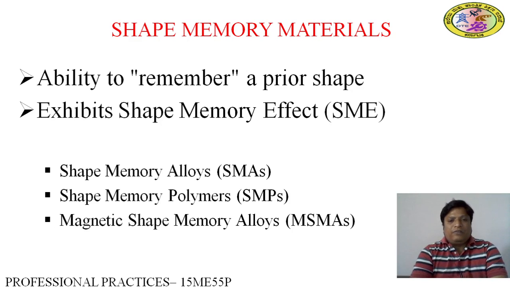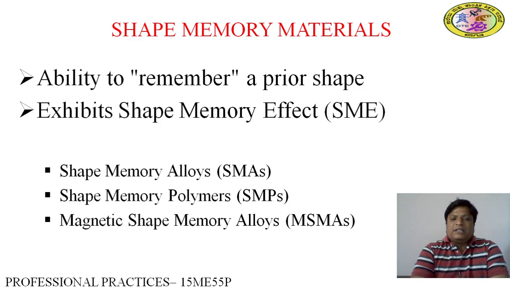Similarly, shape memory materials have the ability to remember their previous shape, through a change in the inherent property of the material with a stimulus such as temperature. We call this the shape memory effect. So these are the following types of shape memory alloys.